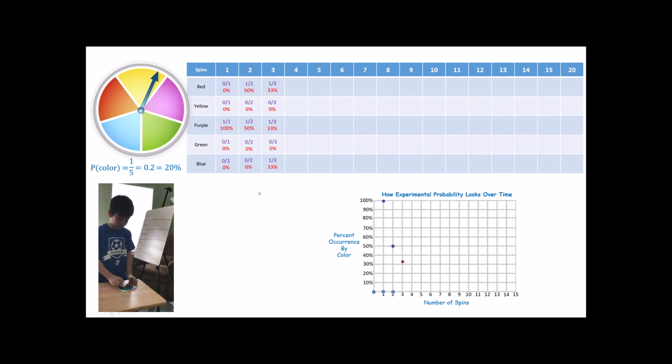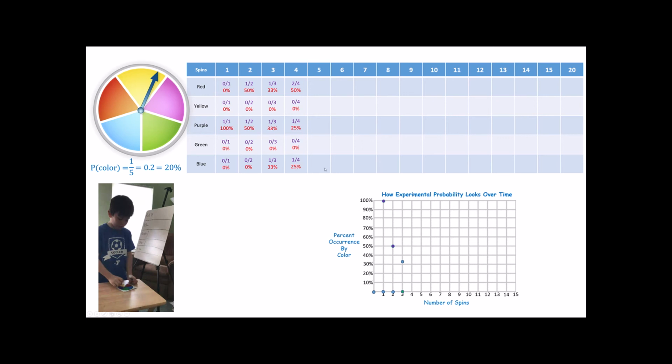And our fourth spin was a red. Let me put those dots on for my last one. There we go. Notice 50% red, 0% yellow, 1 out of 4, 25% purple, 0% green, 25% blue. Notice we're getting closer and closer to that 20%. Notice what's happening here. If you have spun 4 times, you only have these choices: either 0%, 25%, 50%, 75%, or 100%.